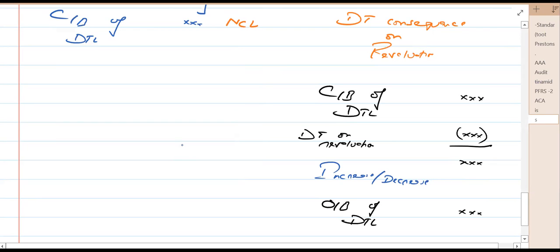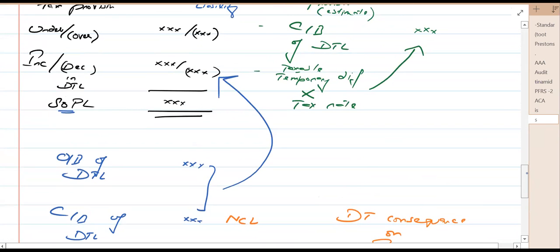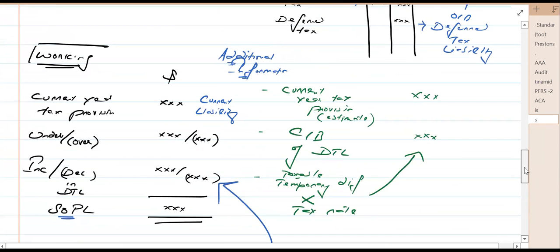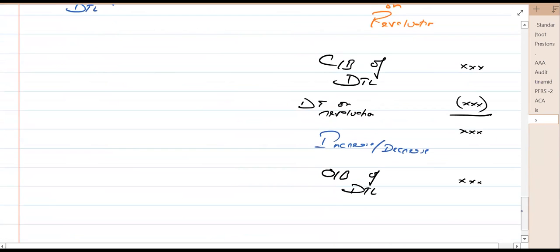Again, the increase increases your tax charge, so you add it over here. Decrease in deferred tax liability decreases your tax charge, so you deduct it from this working. And this closing balance of deferred tax liability is again your non-current liability.